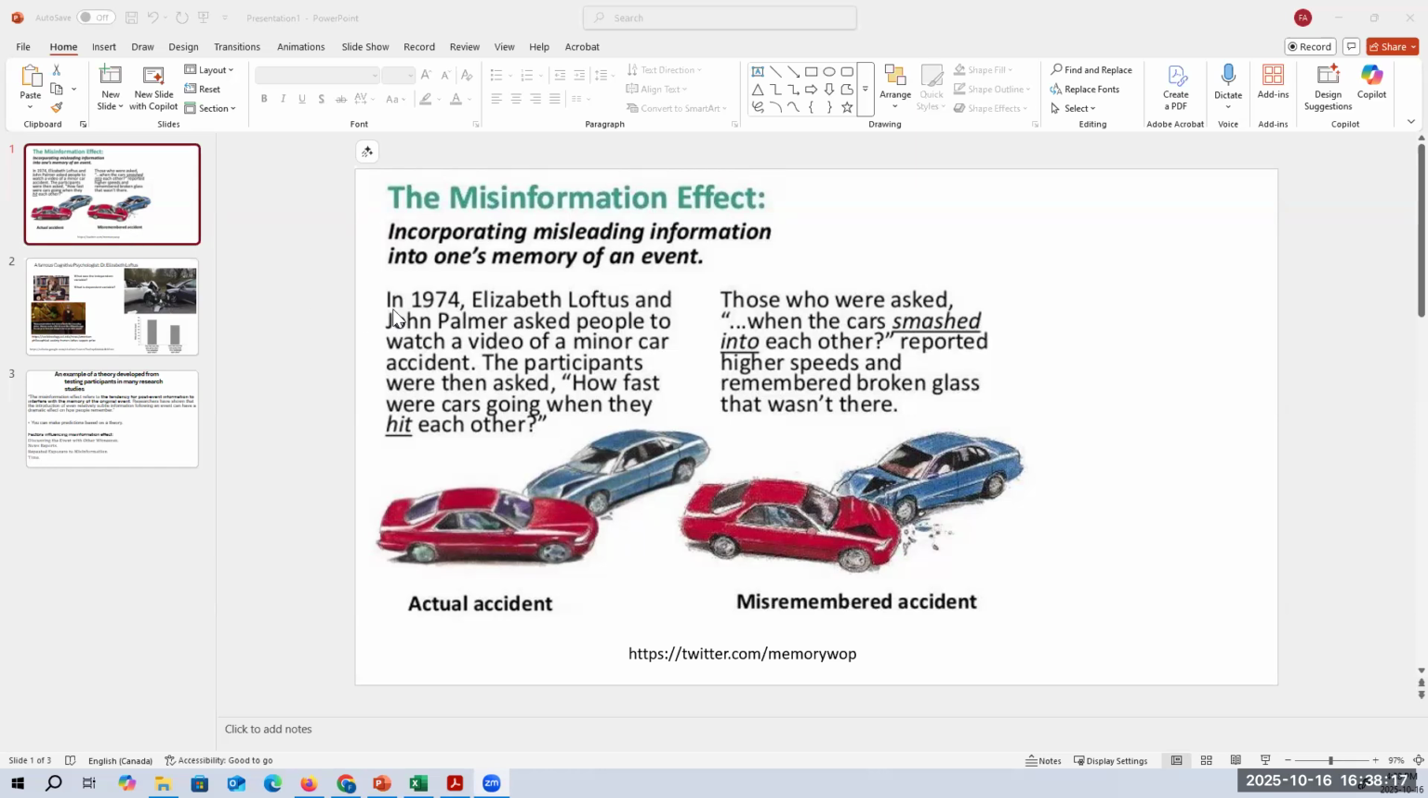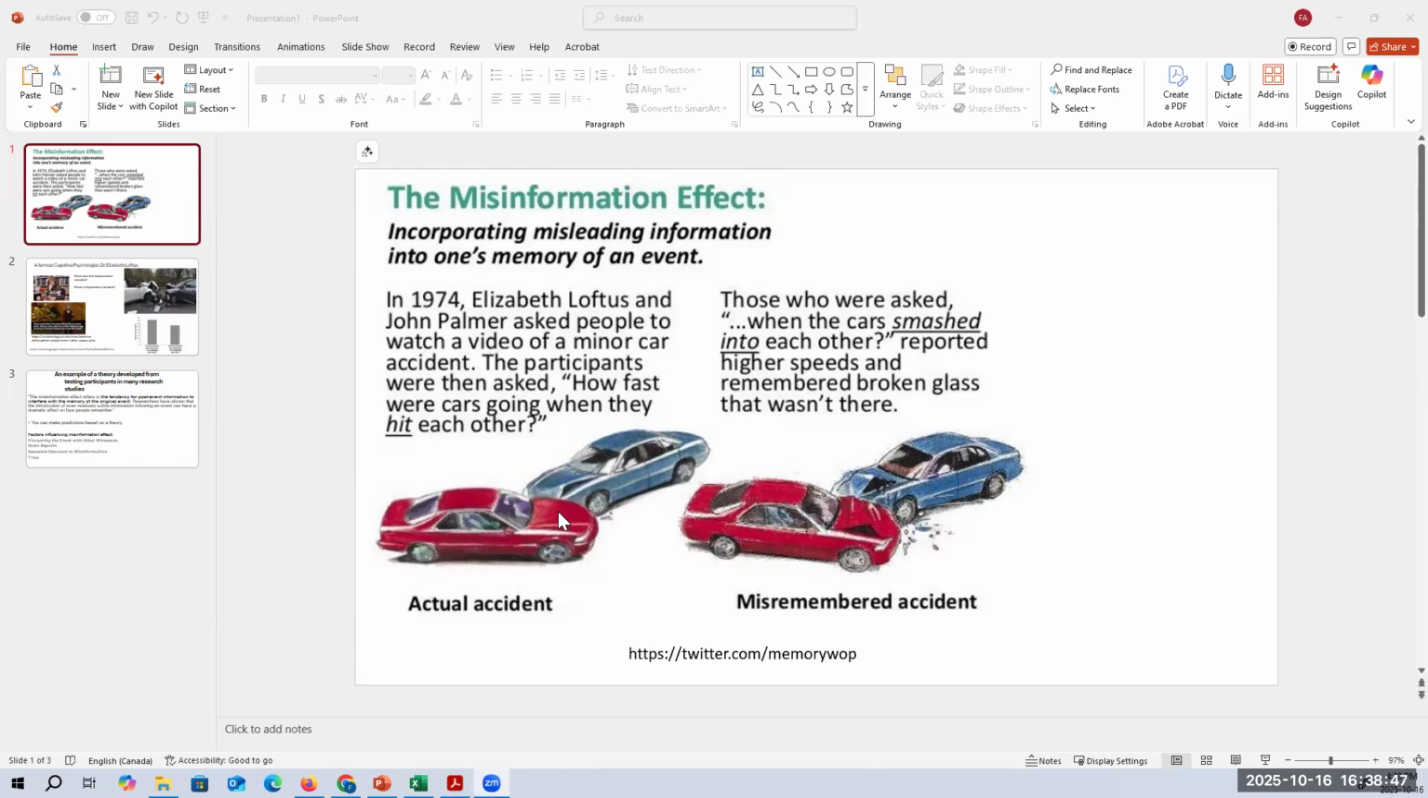So here in this famous landmark study by Elizabeth Loftus in 1974, Elizabeth Loftus and Dr. John Palmer asked people to watch a video of a minor car accident. So this is the actual car accident over here. A blue car hits a red car, but it was a minor car accident. You don't see a lot of broken glass. It was like a fender bender.